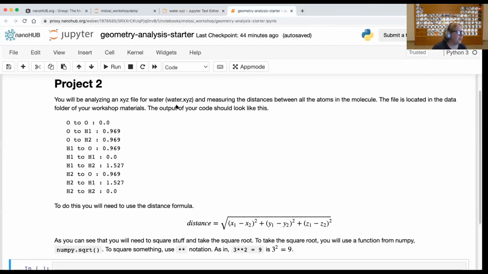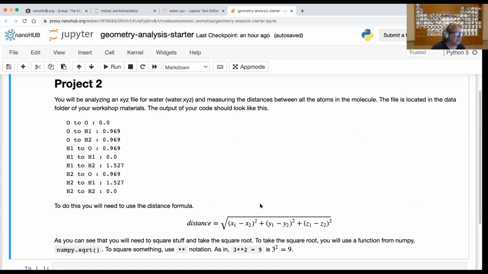So what you're going to do in your homework is analyze this XYZ file and measure the distance between all the atoms in the molecule. And this is what the output of your code should look like. If you measure the distance from the oxygen to the oxygen, clearly you're going to get 0 because those are the same. If you measure the distance from the oxygen to hydrogen 1, this is what you're going to get. Oxygen to hydrogen 2, this is what you're going to get.